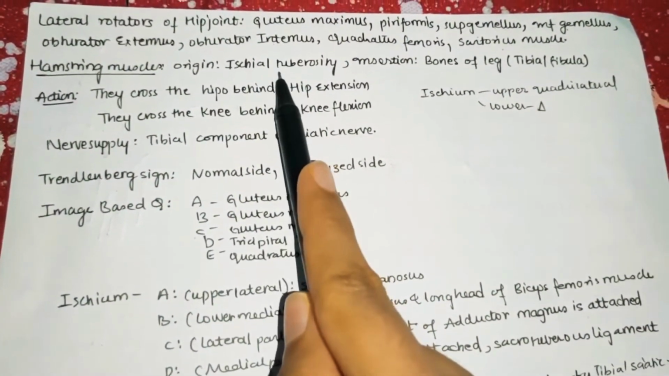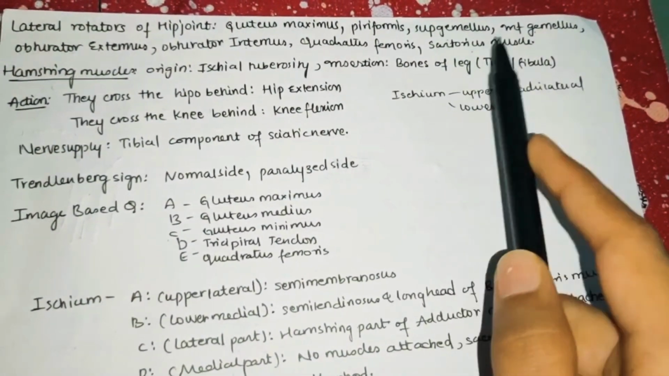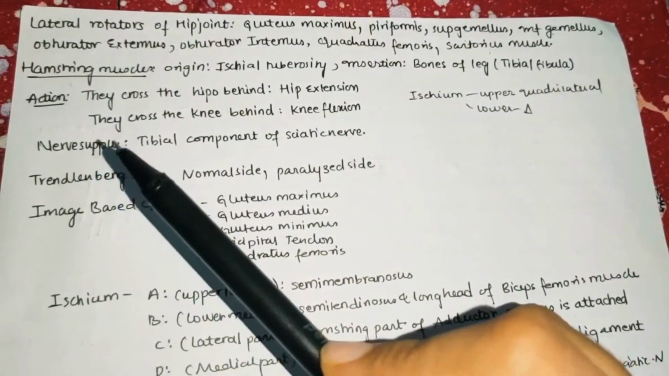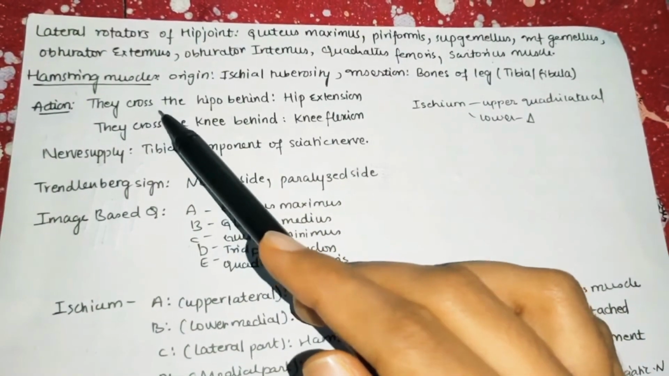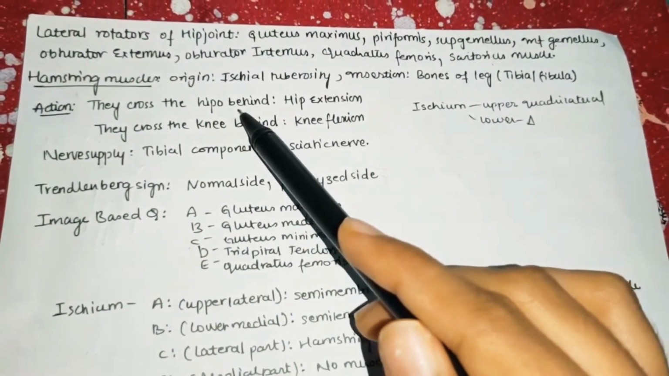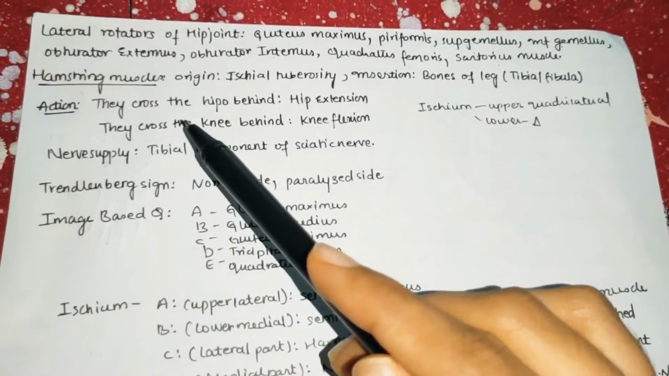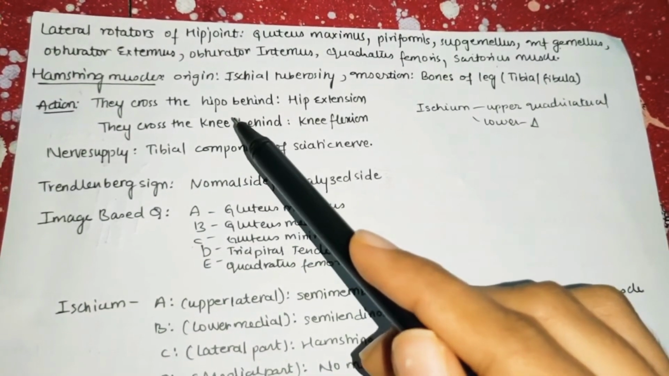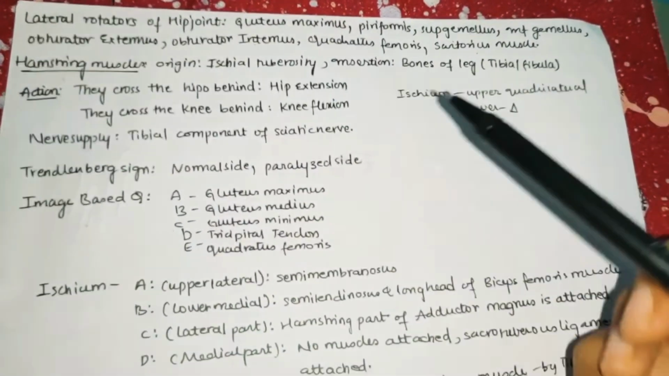So origin is from the ischial tuberosity as I showed, okay, and the insertion is into bones of the leg, that is either the tibia or fibula. These hamstring muscles will go and attach there. So what is the main action of these hamstring muscles? You can see these hamstring muscles are crossing the hip behind, means they are crossing the back of the hip, so they will do hip extension, and they are crossing the knee behind. So as I said already, for the knee it's different. If they cross behind the knee, it will do knee flexion.